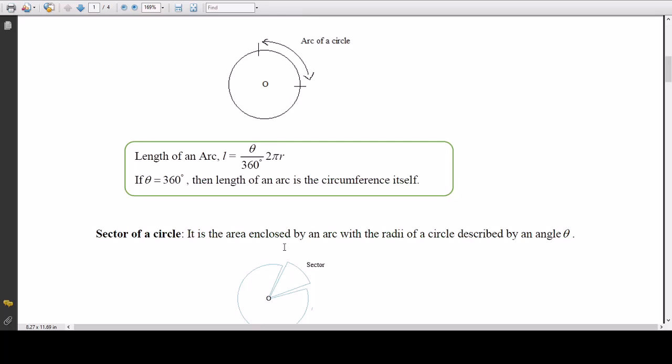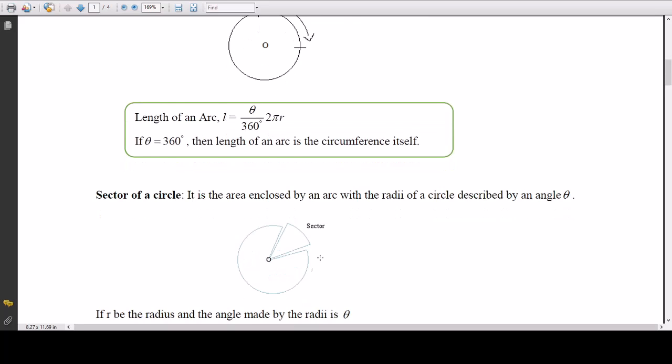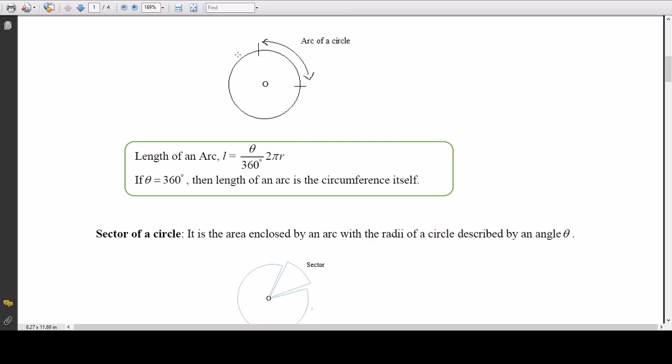Okay, now coming to the next, which is the sector of a circle. What is a sector of a circle? It is the area enclosed by an arc with the radii of a circle described by the angle theta. Now look at the circle: only this part of the circumference is called the arc of a circle, and the area bounded by this arc along with these radii of the circle will be a sector of a circle.